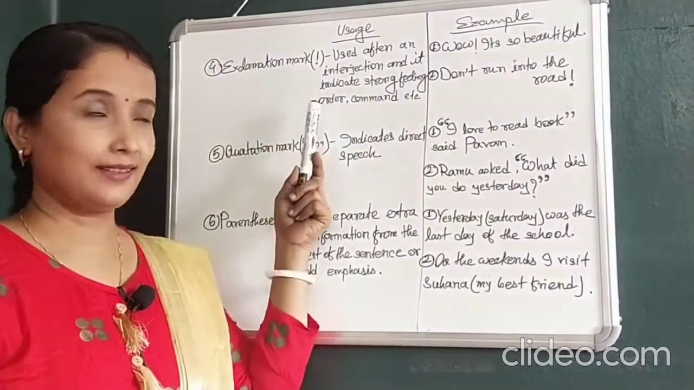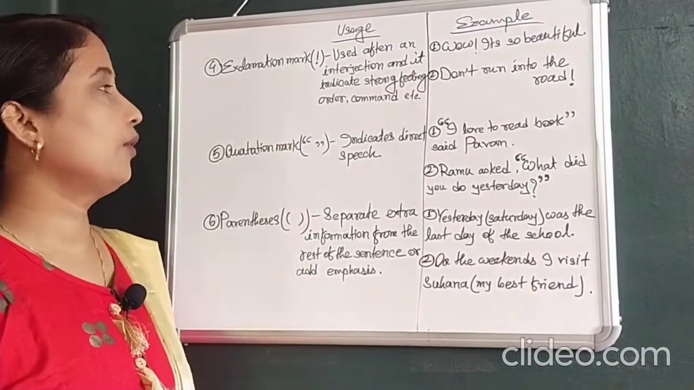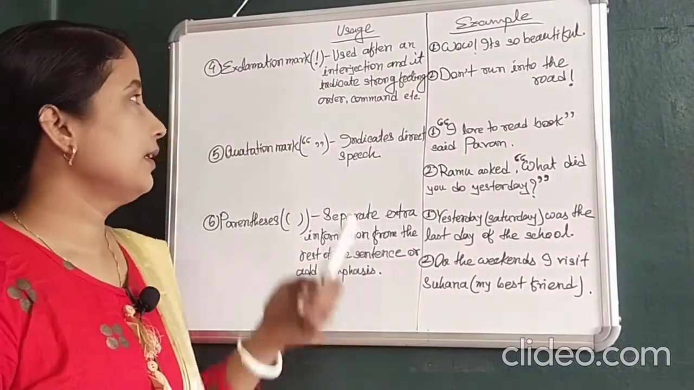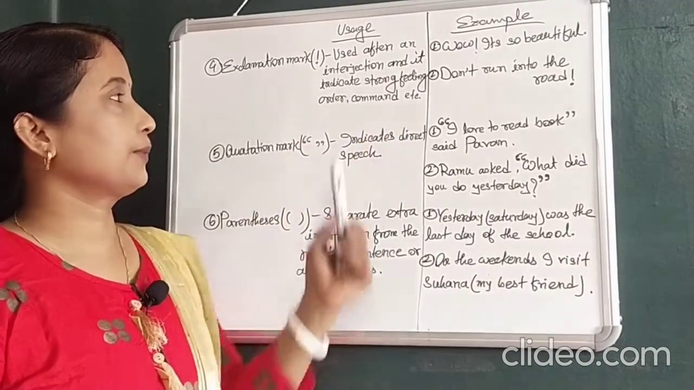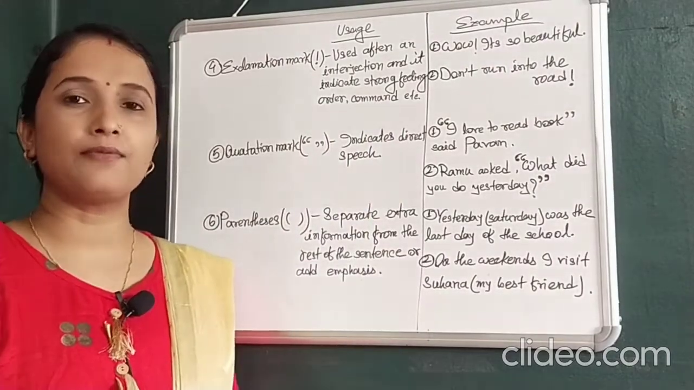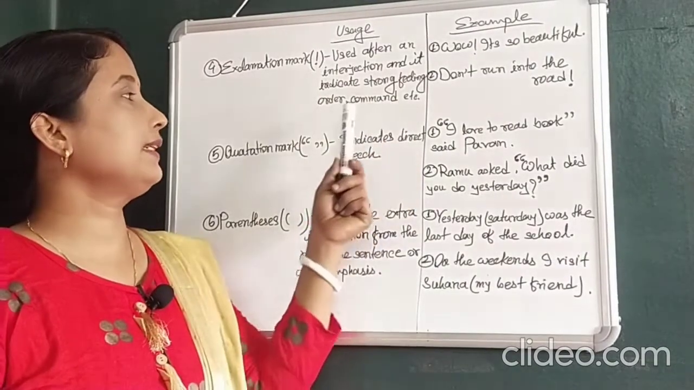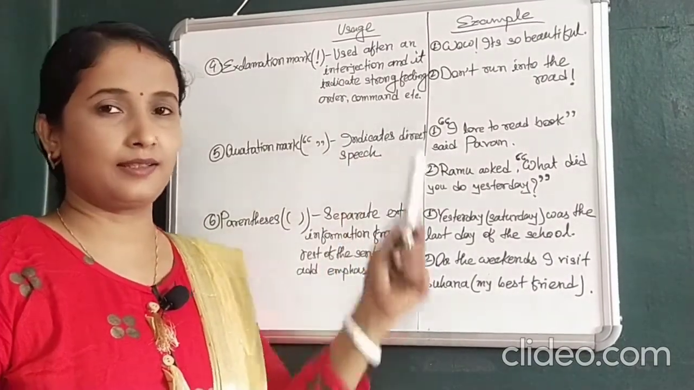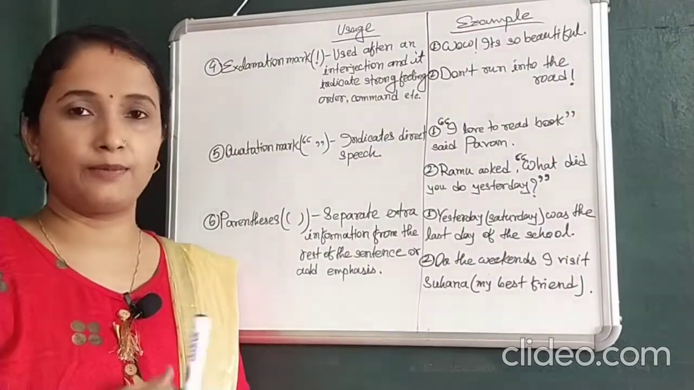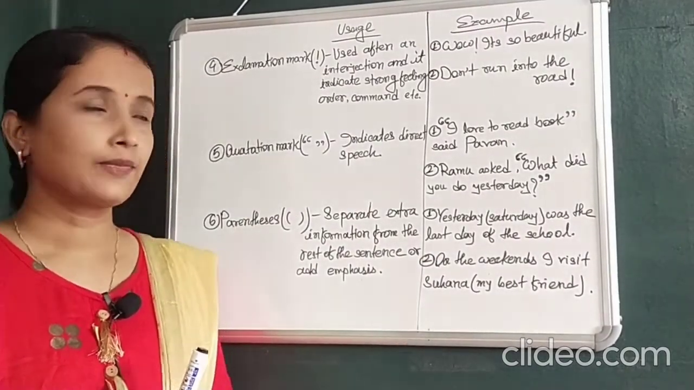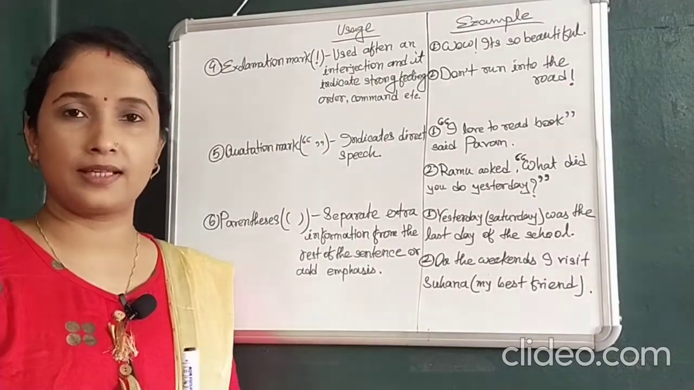Next is exclamation mark. This is the symbol of exclamation mark. Now, when we use exclamation mark, it is used often after an interjection. Exclamation mark is used after an interjection and it indicates strong feelings, order, command, etc. It also indicates strong feelings, order, command, etc.